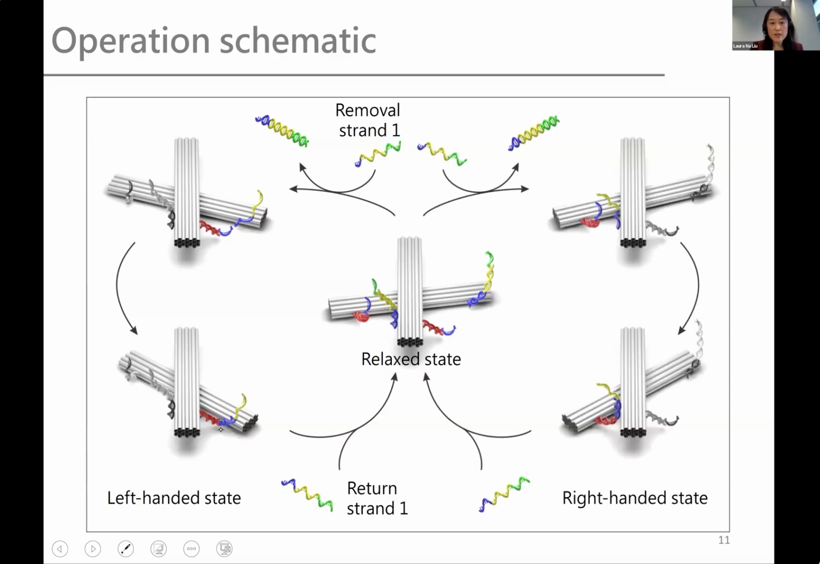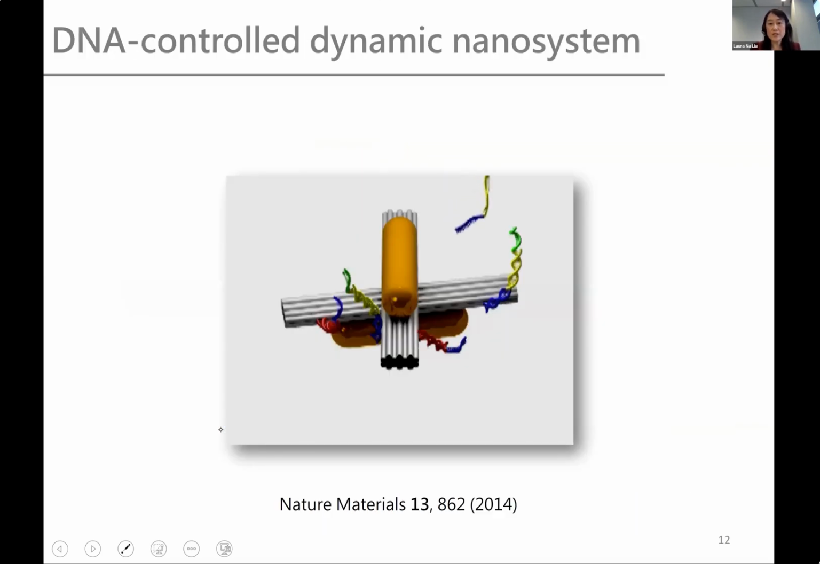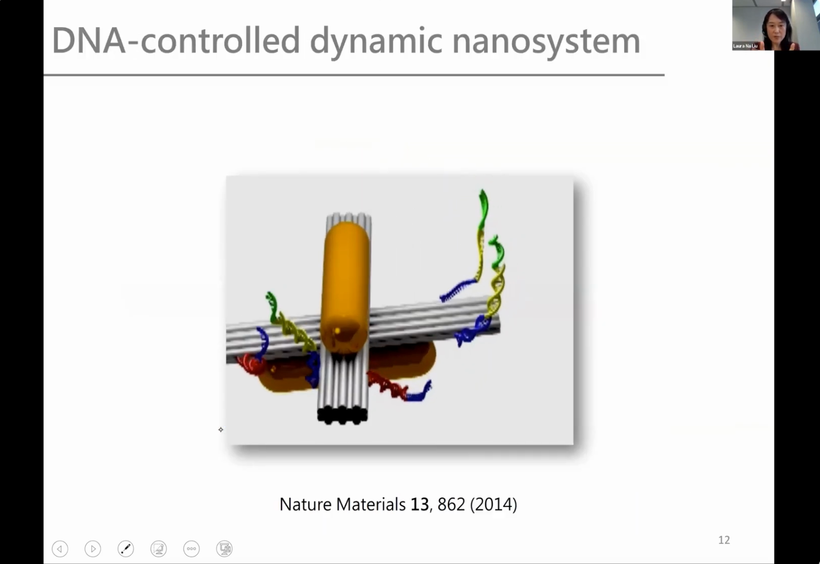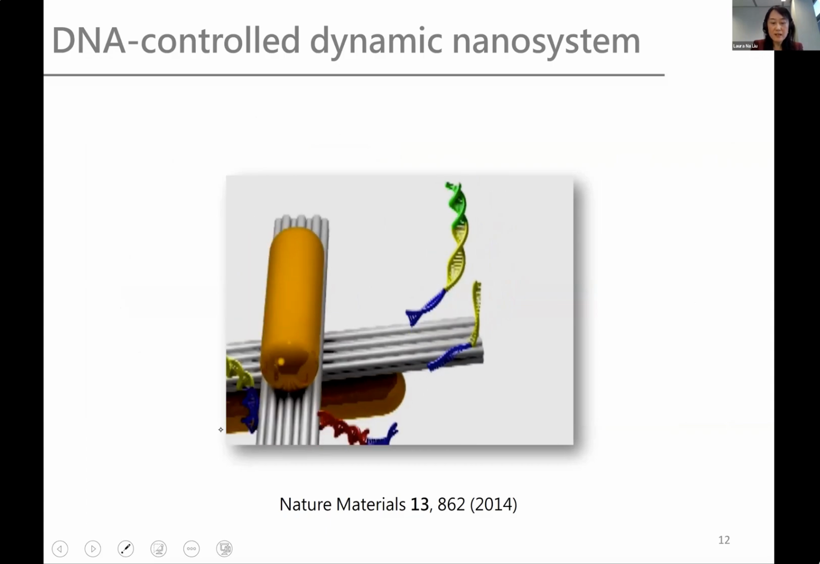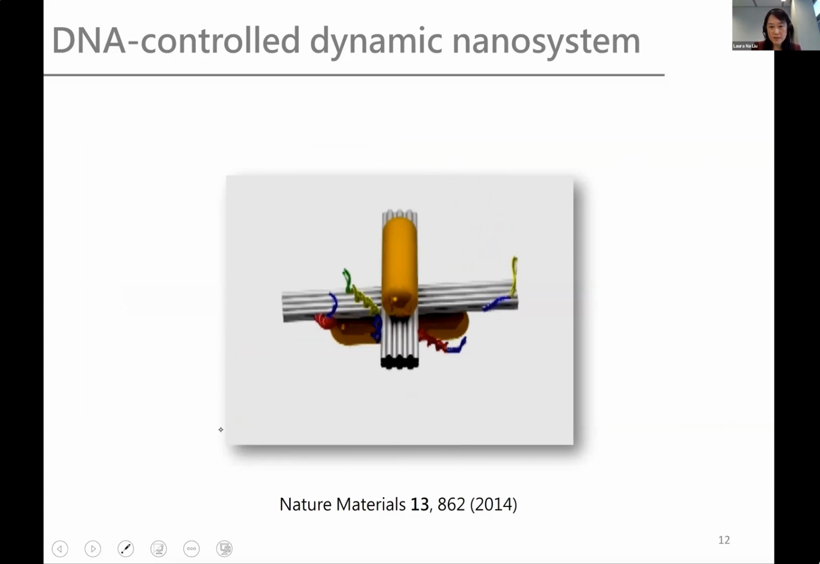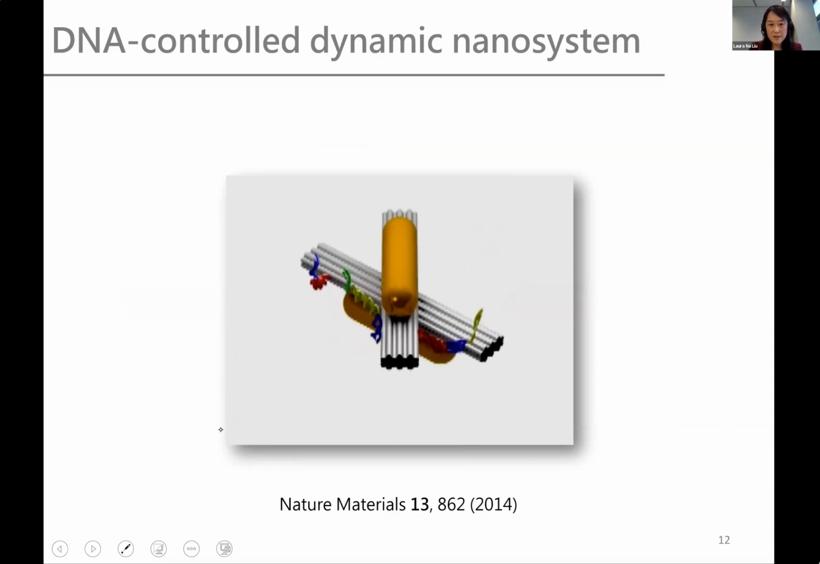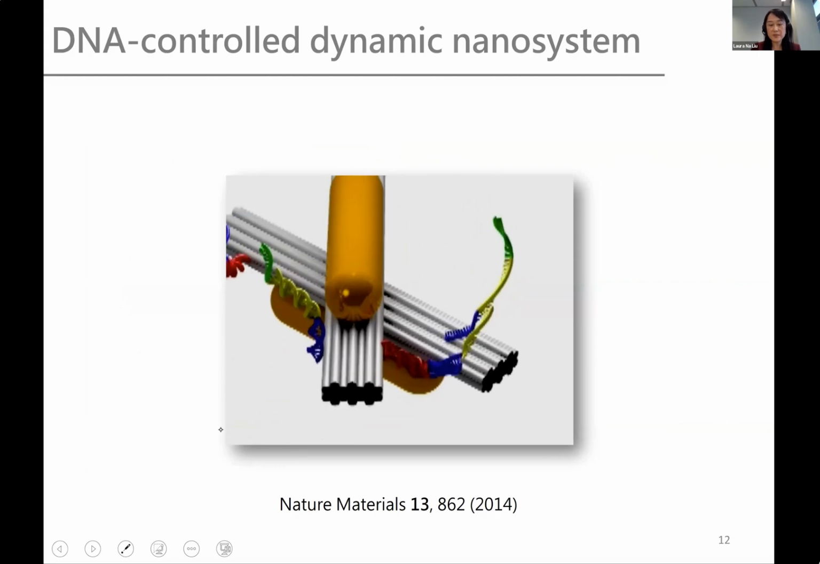Similarly, we can also run the system between the relaxed state and the right-handed state. Just to give you some impression about the working principle: we add the DNA driving strands into the solution, and then this DNA lock can be opened or closed, depending on what kind of sequence-specific DNA strands we add into the system.